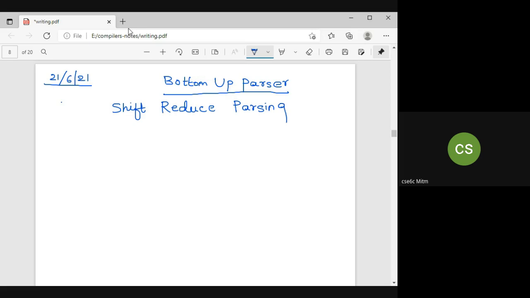This is called shift reduce parsing. Write down: shift reduce parsing is an efficient way of implementing bottom-up parsing.